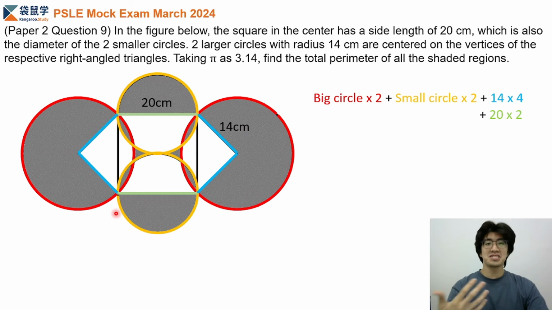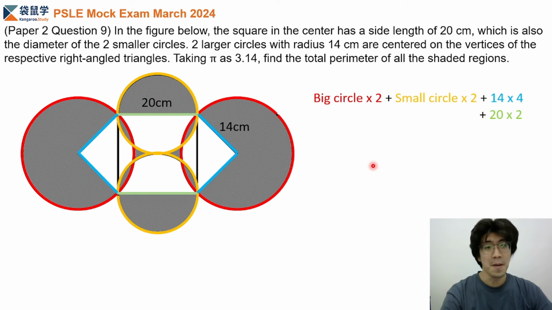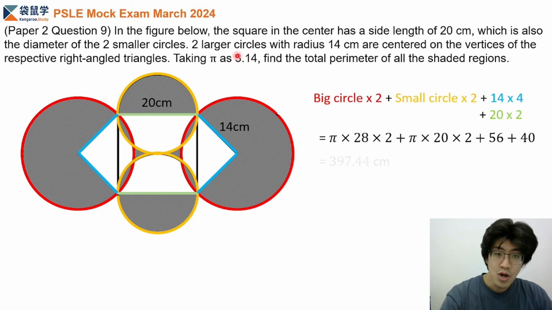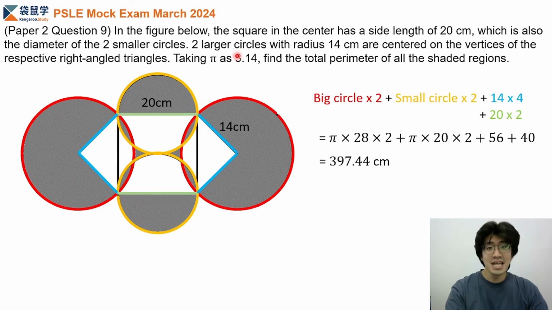So now it's just a simple calculation. For the big circle, pi times the diameter times 2. For the small circle, pi times the diameter times 2. And then finally, we do these 2 calculations and we put them together by using pi as 3.14. We find that the final answer is 397.44. And that solves this problem.